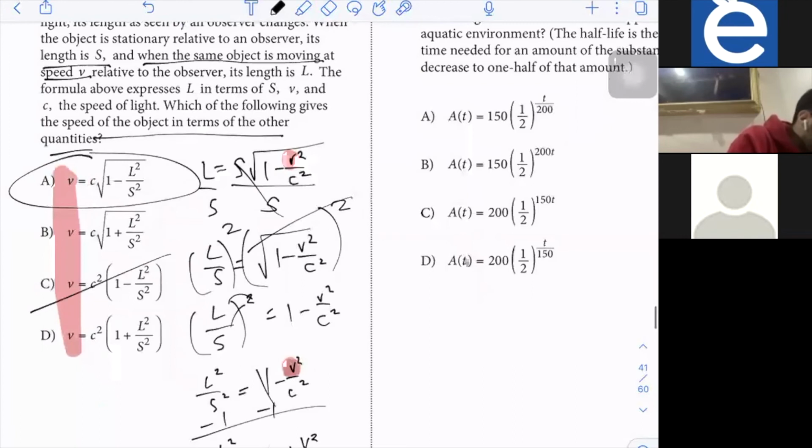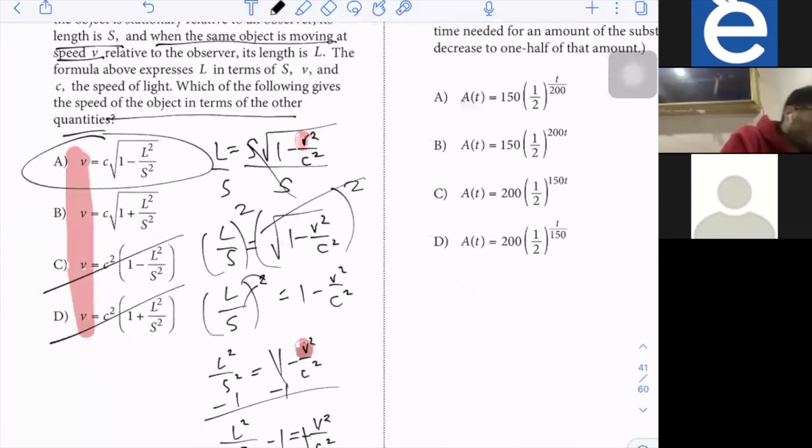C and D both don't work, because then they did not account for the radical, which is wrong. And B is wrong because it has the wrong sign. So that's also incorrect. So our answer is A.